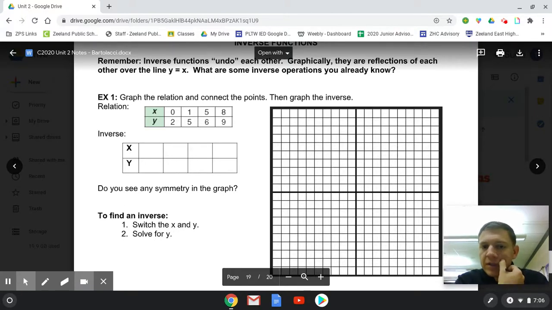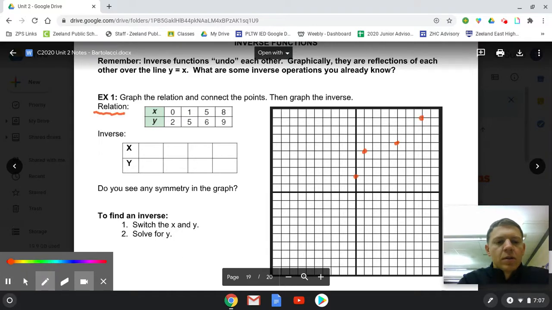Graph the relation and connect the points, then graph the inverse. So there's the relation. We need to graph it. So just real quick, let's do that. All right, there's those points graphed in red. Now I'll go ahead and graph the inverse in blue.